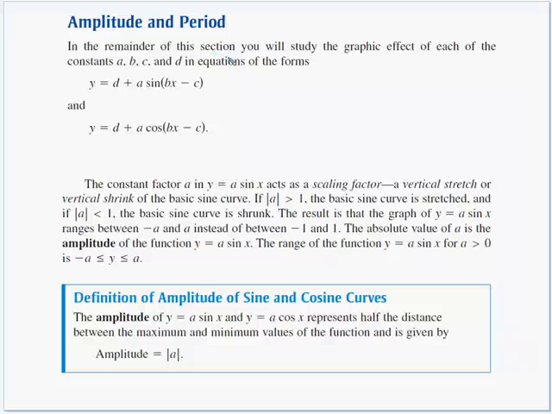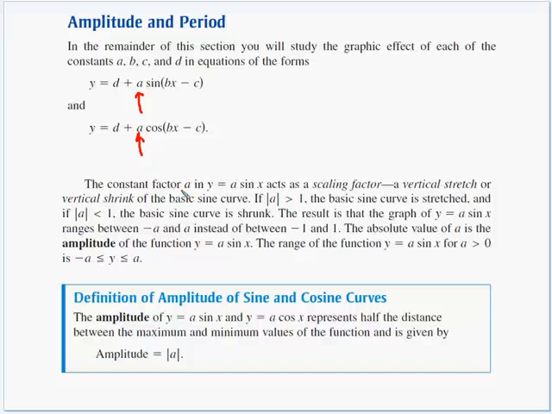So in the remainder of this section, you're going to study the graphic effect of each of the constants a, b, c, and d in the equations in the forms of, this is the one we already looked at, a times sine of something and a times cosine of something. That just is our amplitude. It stretches it up and down. And we'll explore the rest of these variables one at a time.